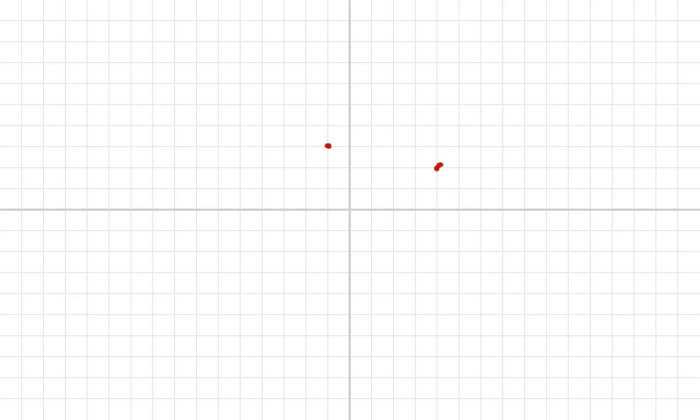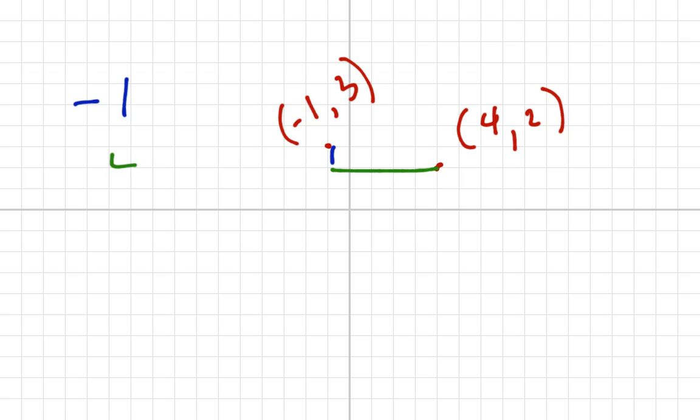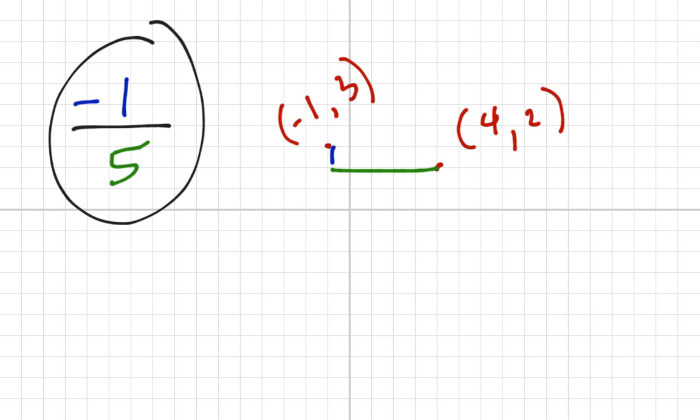For example, these 2 points are located at -1, 3 and 4, 2. To find the slope between these points, we would need to figure that the rise goes down 1 unit and the run goes across, let's see, 1, 2, 3, 4, 5 units. And so my rise to run ratio becomes down 1 and across 5. So represented in a fraction, the slope is -1/5.